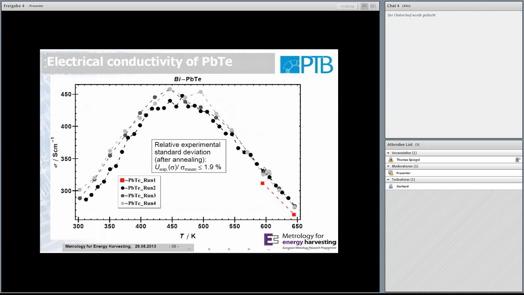Also, we have measured the electrical conductivity here, but we have just given the experimental uncertainty because we are not able to build up an uncertainty budget for this specific material.